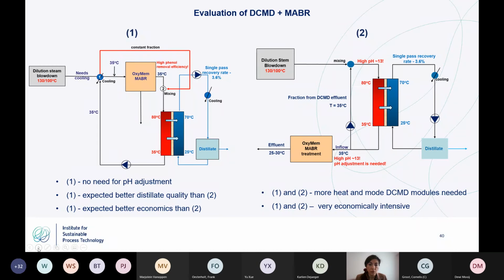To prevent from stripping and evaporation, for instance of phenol, a high pH will be required to shift the dissociation of phenol from a non-ionic to ionic form. For instance, in the first case scenario, this won't be necessary. Because of that, case 1 looks more economically attractive than case 2. On the other hand, because of the low single-pass recovery rate of dilution steam of direct contact membrane distillation, and also because of the high operational costs of the MABR system, these two technologies and these two scenarios can be characterized as economically intensive. Next slide, please.